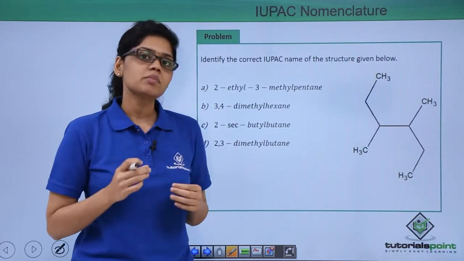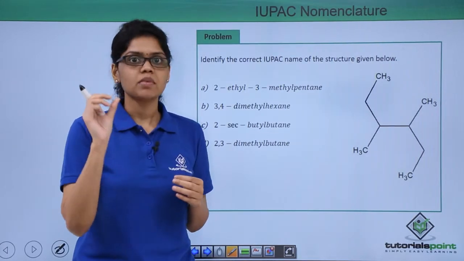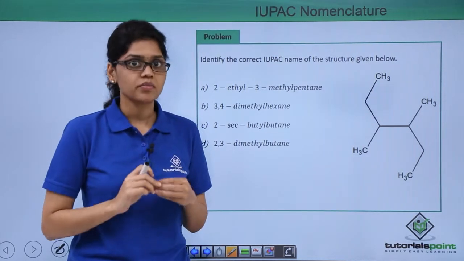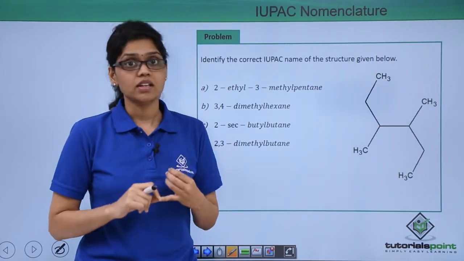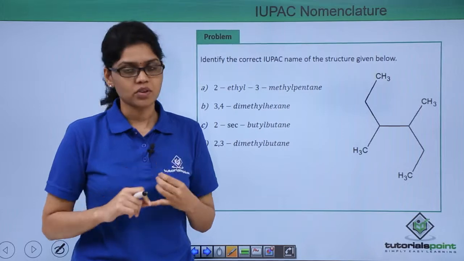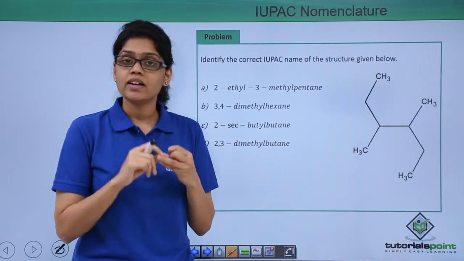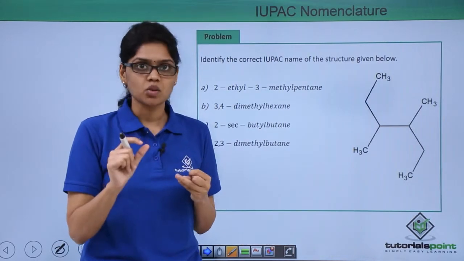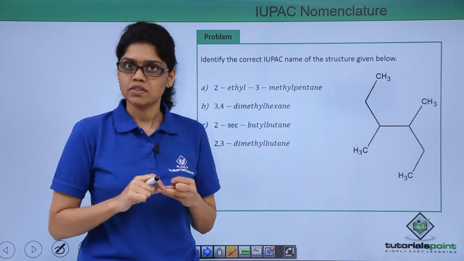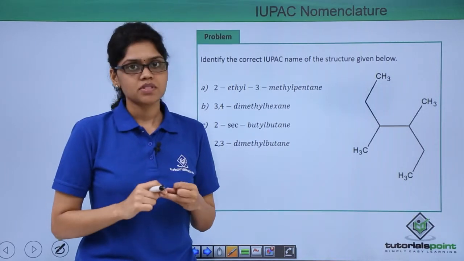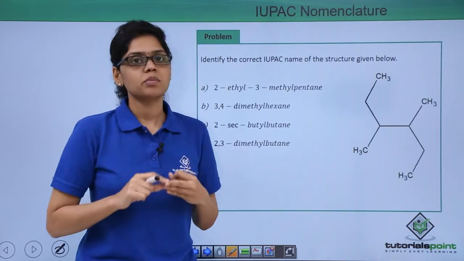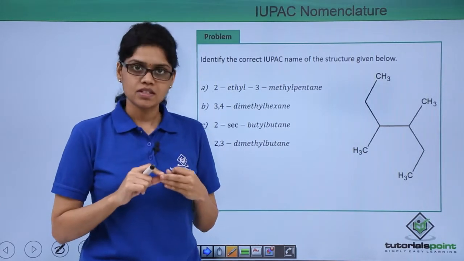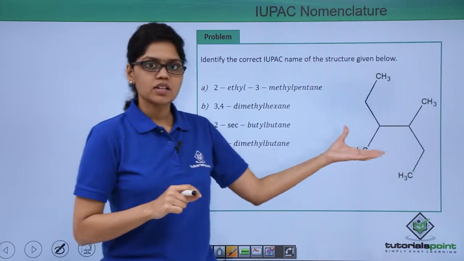If you remember what are the rules to write the correct IUPAC name of a given structure, we remember that the first step is to identify the longest chain or parent hydrocarbon. The second step is to identify if there are any functional groups which will become the suffix of the given name. The third step is to identify the substituents and their relative positions which will become the prefix of our IUPAC name. So let's look at this particular structure here.